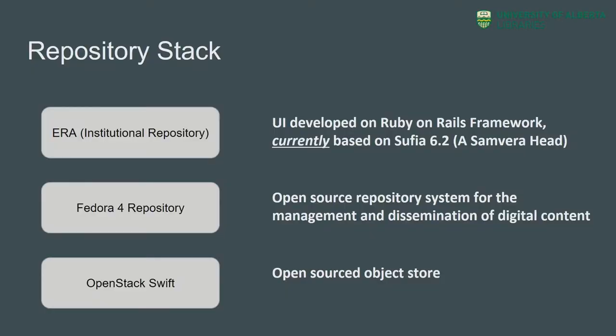It has ERA, our institutional repository, developed on the Ruby on Rails framework, currently based on Sufia 6.2, which is a Samvera head, as Lisa just talked about. Samvera is built upon the Fedora repository. So it talks natively to Fedora 4, and it stores bitstreams and metadata of the objects in Fedora in the form of RDF triples, and most of the time stores multiple related objects.